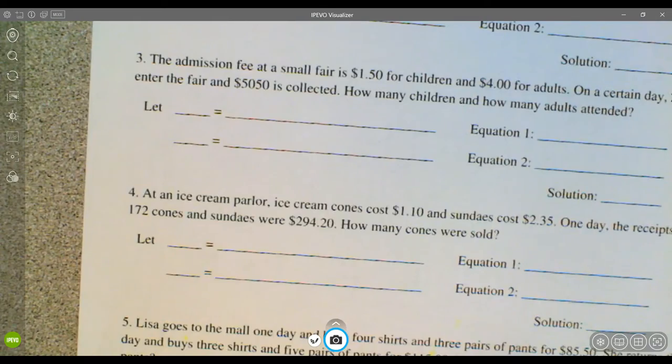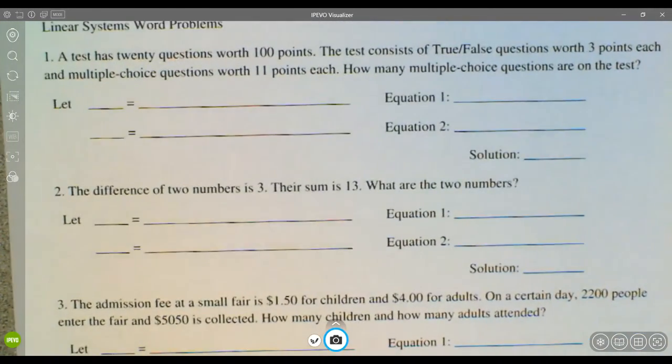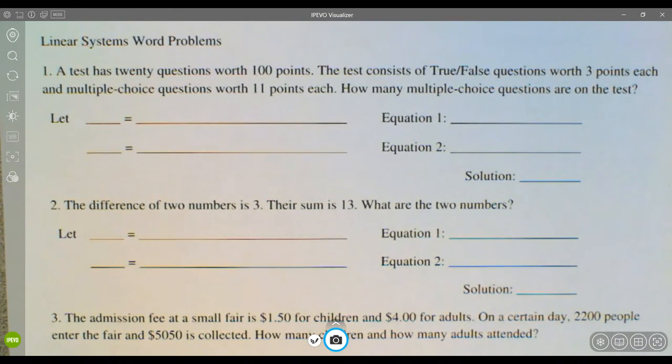Okay, so now I want to look at some word problems. So what's going to happen is today I'm concerned with everything. I want to make sure you know how to write a word problem, but I also want to make sure that you can solve it. That's what we're going to work through today.